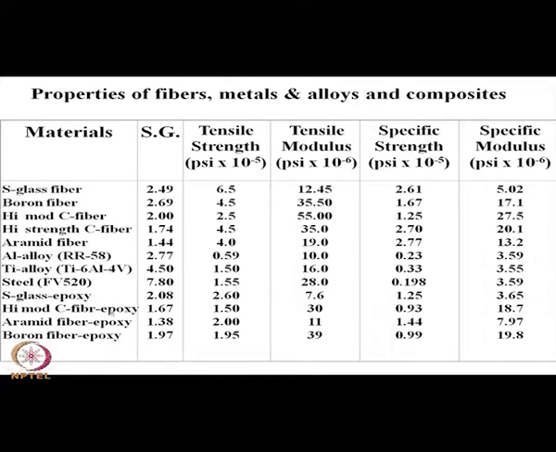So, out of all these different kinds of fibers, you find aramid fiber and carbon fiber have the lowest specific gravity. That means they can provide lightweight composites. Now, if you compare their specific gravity with their tensile strength and modulus, aramid fiber could be a good selection, because the specific strength and specific modulus are quite good for aramid fiber, 2.77 and 13.2. So, from this table one can select a fiber for making a composite.